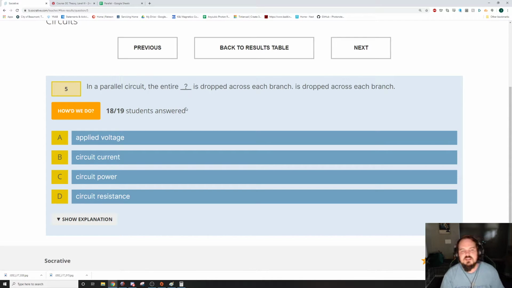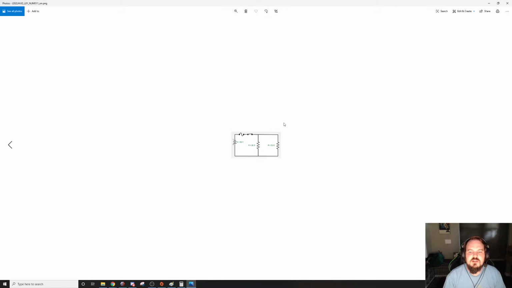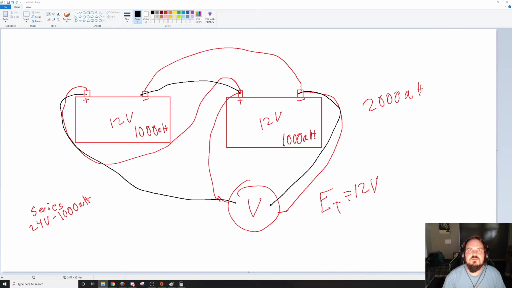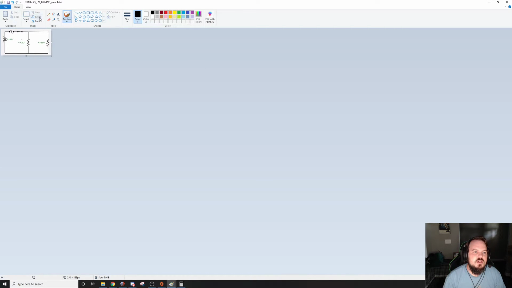Let's see. In a parallel circuit, the entire blank is dropped off across each branch. The entire applied voltage. So this is saying in a parallel circuit. Let's see if I can bring up a picture. Pictures, DC circuits. And here's a parallel circuit. You might recognize this circuit. Oh, don't like it. Paint. Resize.